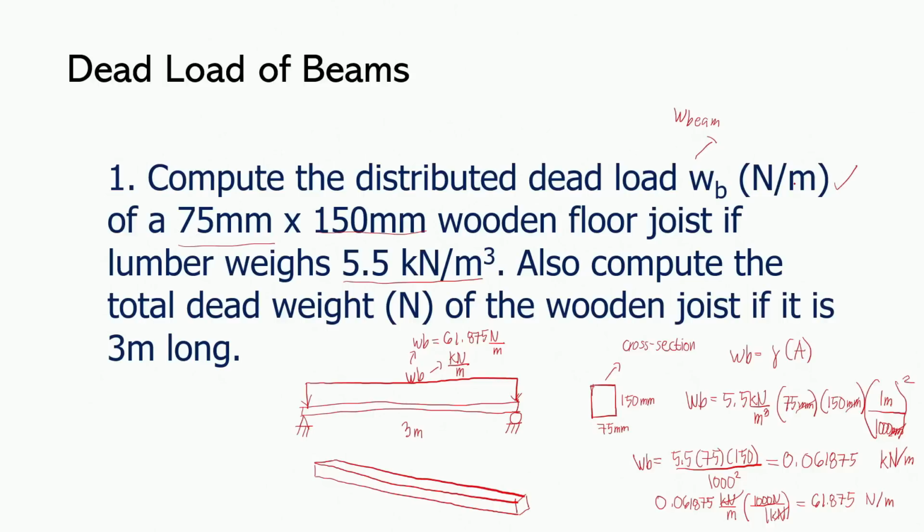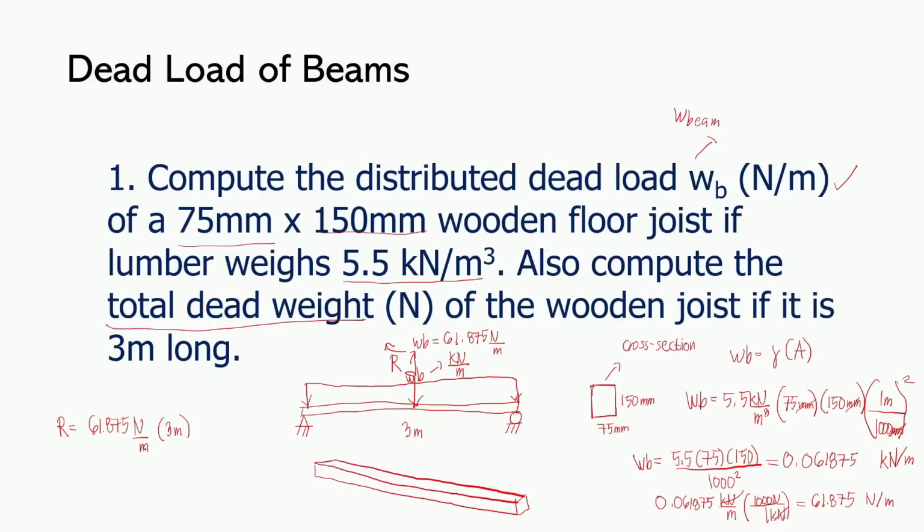And then next, we have to compute the total dead weight of the wooden joist if it is 3 meters long. Now, to compute this one, itong total dead weight, we just have to multiply this by the span. Because yung asked sa problem natin is yung resultant na load of this beam weight. So, ito yan. We have a resultant dito. Now, diba, the resultant is just the distributed load multiplied by the span. And so, for the total dead weight, let's just label this as R, or the resultant. So, R will be equal to 61.875 Newton per meter and then multiplied by the span, which is 3 meters.